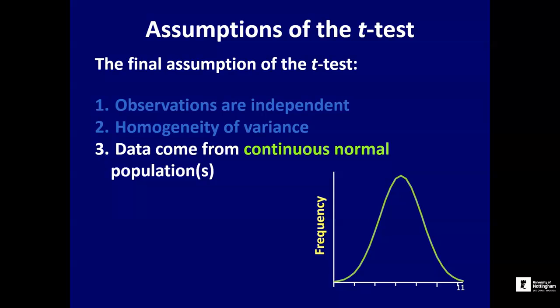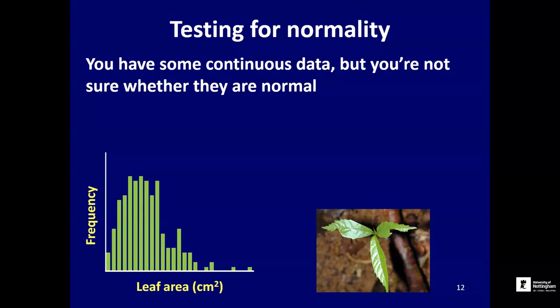So in other words, there should be some kind of bell curve for the measurement that we're looking at in the population that we're studying. So let's imagine that we've collected some continuous data, so there's a chance that they're normally distributed, but when we look at the distribution we find that they're not.